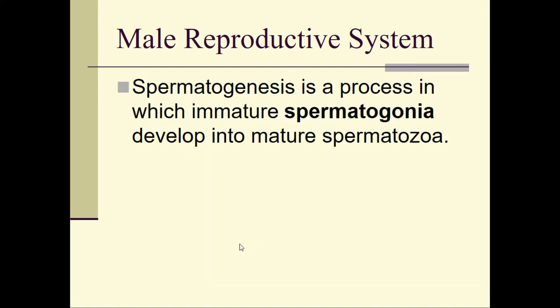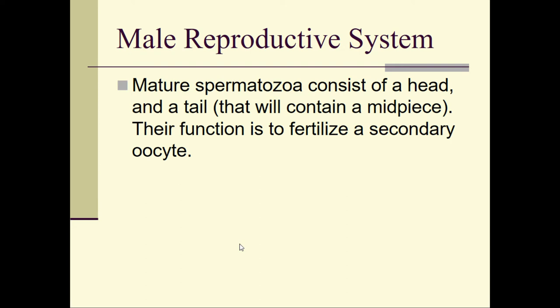Spermatogenesis is a process in which immature spermatogonia develop into mature spermatozoa. Mature spermatozoa consist of a head and a tail, and that will contain a midpiece. They have only one function in their existence, and that is to find a mature egg inside a woman's body, almost always in the fallopian tube or uterine tube, and fertilize that egg.